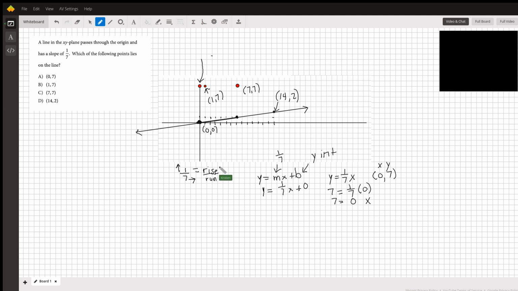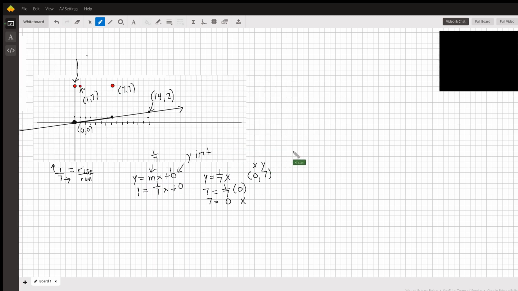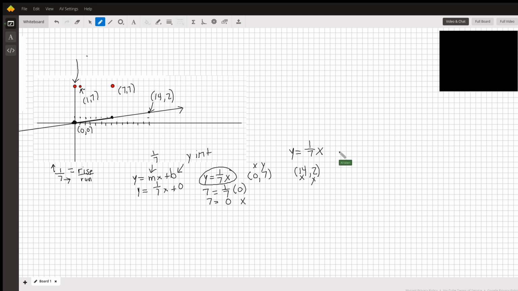So I'm not going to bore you guys by going through B and C, but let's just try what we know is the right answer, which is 14, 2, and see what happens. Okay? So y equals mx plus b, so y equals 1 over 7x, right? That's what we figured out our equation was. And we're going to use 14, 2 and substitute that in for x and that in for y and see what we get. It should work, right?